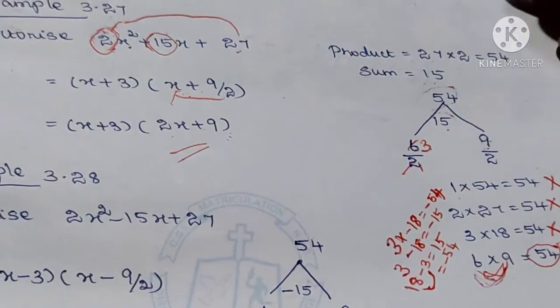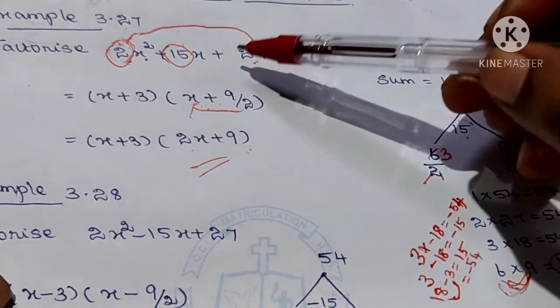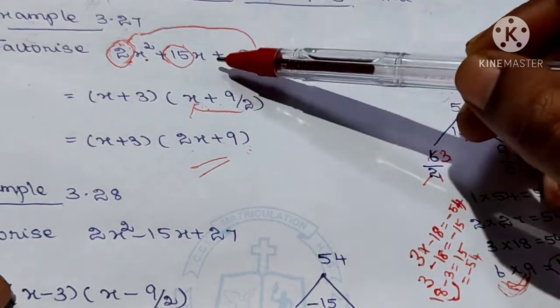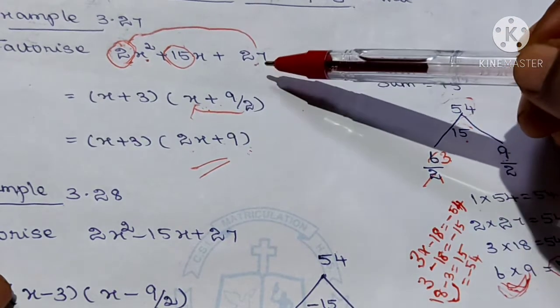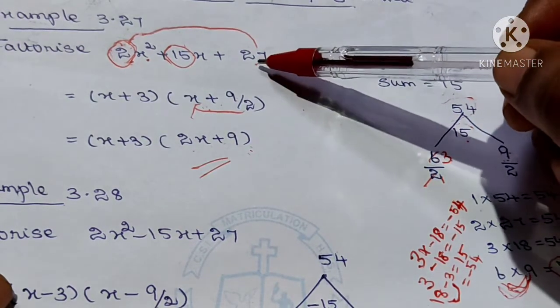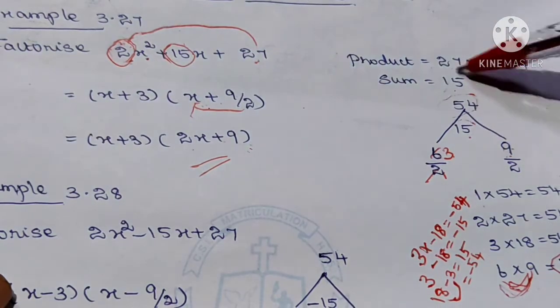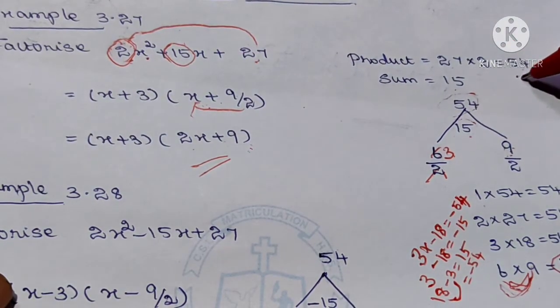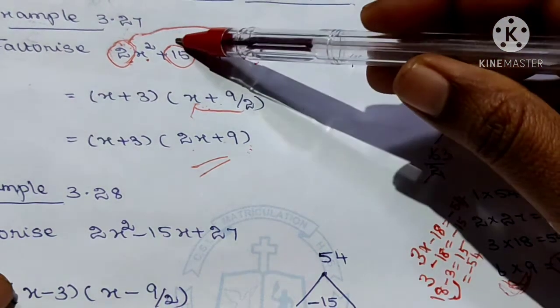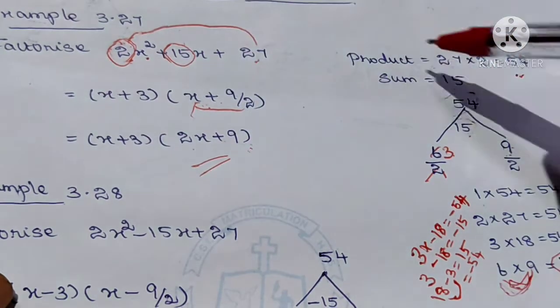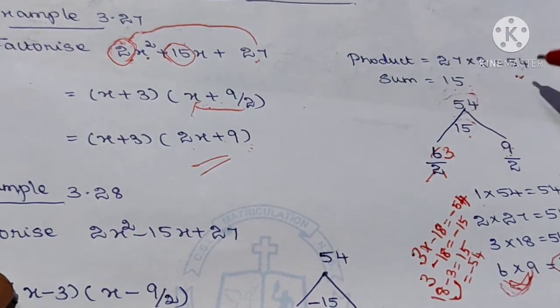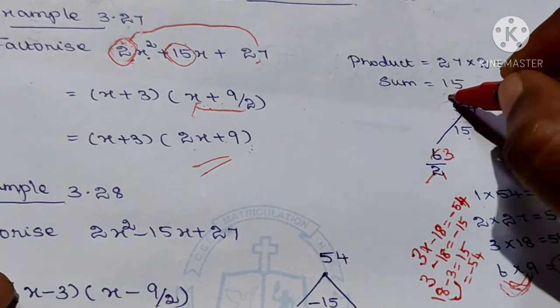Again, one more time I will repeat the answer. Factorize 2x square plus 15x plus 27. You should multiply the constant term and the coefficient of x square. So 27 2s are 54, the product is 54, and the addition is the coefficient of x value, so the sum value is 15. Product is 54 and the addition is 15.